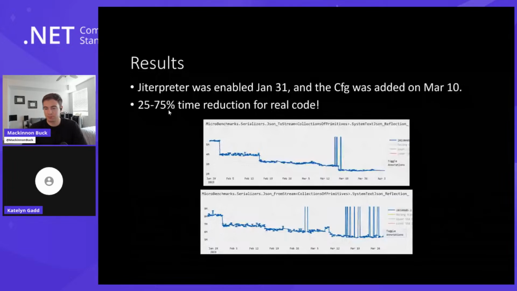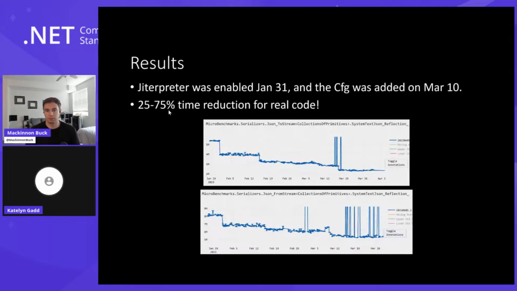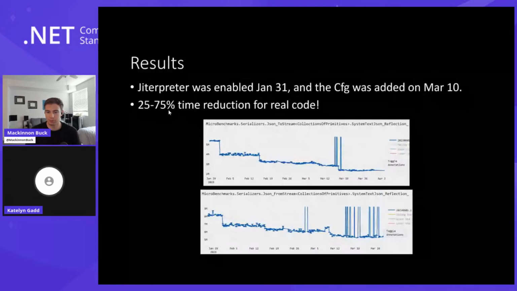So finally, the results. On January 31st, we enabled the Jiterpreter, the first pass compiler, in the .NET Runtime repository. And then on March 10th, we enabled that second pass I described called the CFG. The result of this is that present day, a lot of real code is 75% faster when you're using the interpreter. For slower cases that don't benefit as much, the gains are more like 25%. But we found that across our big suite of benchmarks, we have something like 10,000 benchmarks. We saw about 3,000 of those got significantly faster, and only around 100 of them got slower at all. So we've been very, very happy with the results of this.